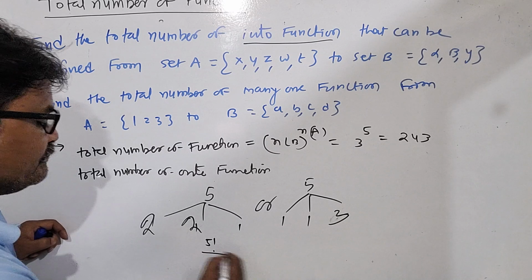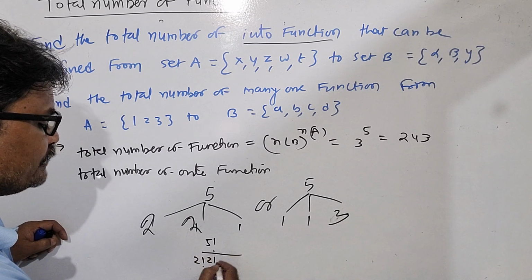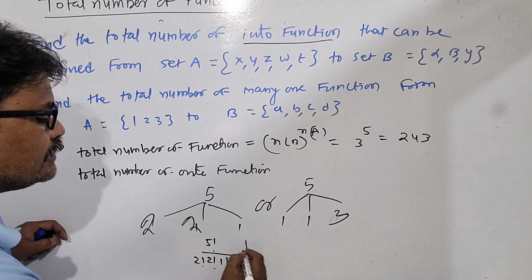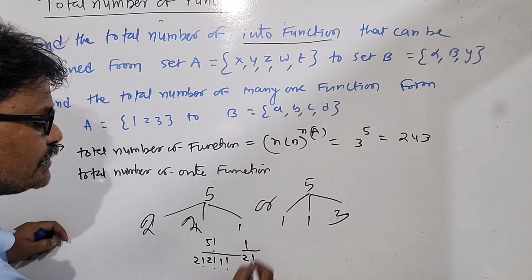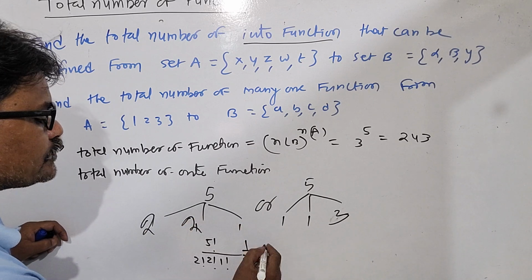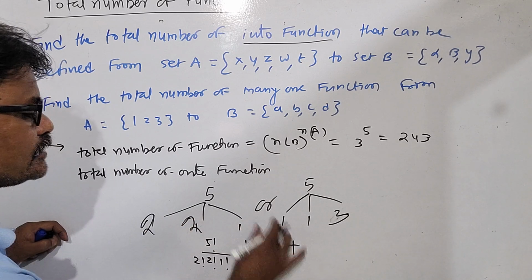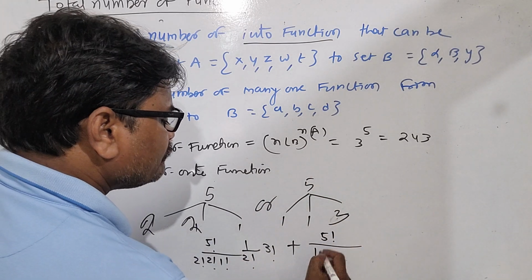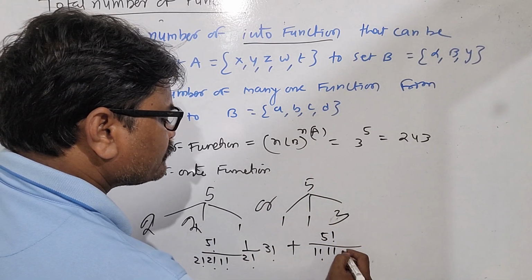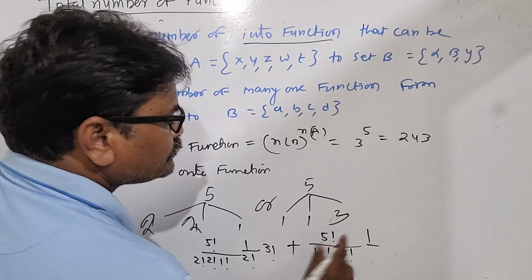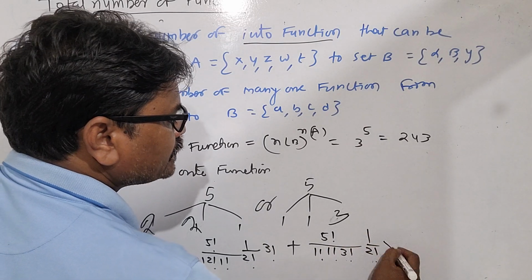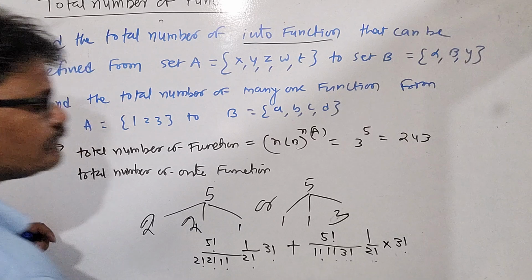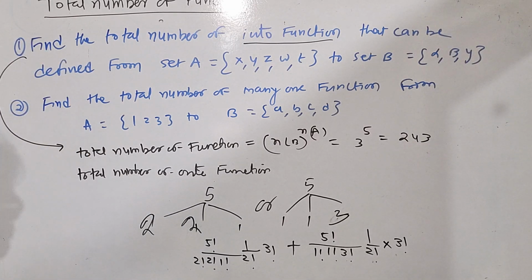So therefore the number of distributions is 5 factorial by 2 factorial, 2 factorial, 1 factorial. Since 2 has come 2 times, therefore 1 upon 2 factorial. We have to distribute into 3 boxes, meaning 3 factorial. Plus, this case is also there. So therefore 5 factorial by 1 factorial, 1 factorial, 3 factorial, 1 comes 2 times so 1 upon 2 factorial, into 3 factorial, since we also have to distribute into 3 boxes.